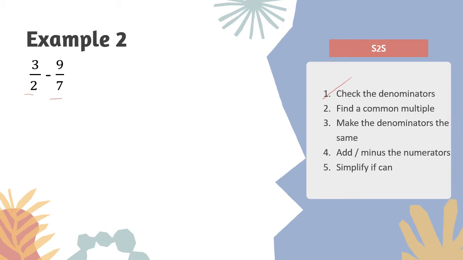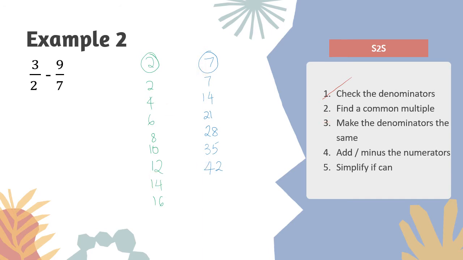So we need to list out multiples of 2. We have 2, 4, 6, 8, and 10. Next, I think we need to extend this a bit more. So 12, 14, 16. Next, we need to list out multiples of 7. We have 7, 14, 21, 28. 5 times 7 is 35. 6 times 7 is 42. Let's just stop right there. So we have listed out the multiples of 2 and multiples of 7.